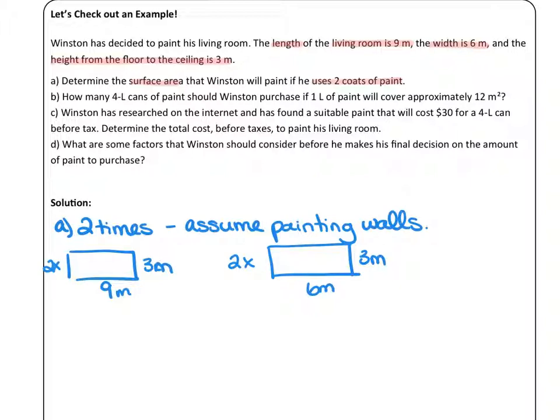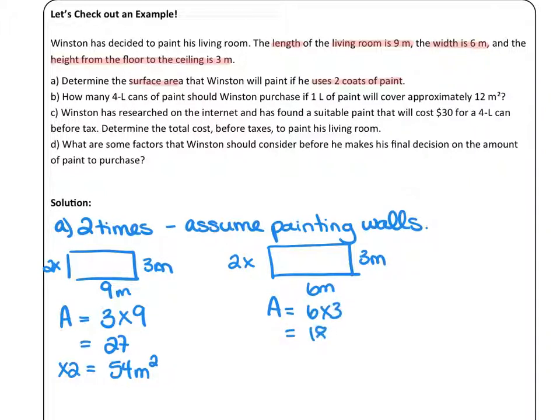Okay, so I'm going to do the area of this, which is 3 by 9, so 27, and we have 2 of them. So 2 of them makes 54 meters squared for those 2 walls. And this one, I'm going to do the same thing. 6 by 3, which is 18. And then we'll times it by 2, so 36 meters squared.